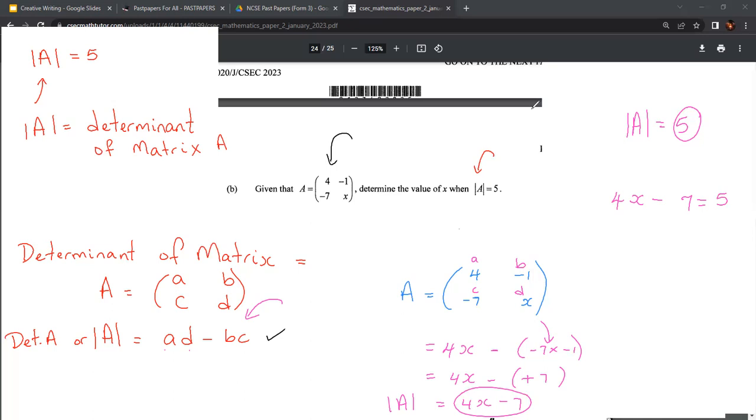By means of solving algebra, I can solve for x. So I'll carry this across, it becomes adding. So we'll have 4x is equal to 5 plus 7. 4x is equal to 7 plus 5, which is 12. X is equal to 12 over 4, which is 3. X is 3. And that's it.